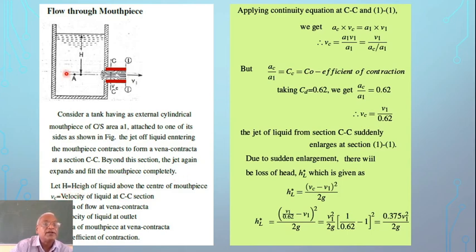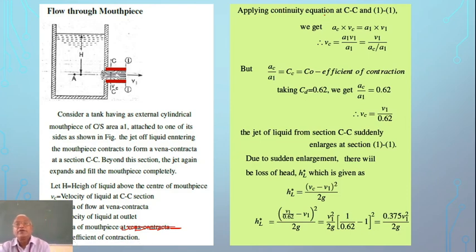Let H be the head of liquid above the center of the orifice, VC the velocity of liquid at cross section CC, AC the area of flow at the vena contracta, V1 the velocity of the flow at the outlet at the external point, and A1 the area of the mouthpiece. Here there is a mistake: A1 is the area of the orifice, the area of the mouthpiece, that's all. Cc is the coefficient of contraction.